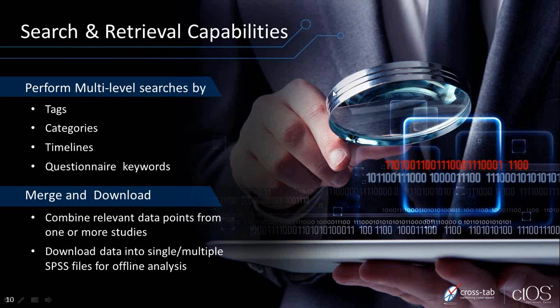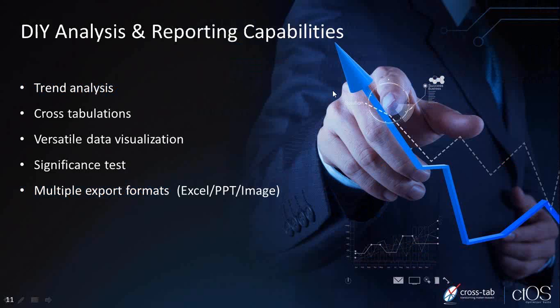The next and probably the most important section is the do-it-yourself analysis and reporting capabilities. Now that you have organized the data and you know how to search it, you can find your data. You have already seen that you can package the search results into an SPSS file and take it for offline processing. But you don't really need to do that unless you're doing some very advanced statistical analysis on your data, because Analyzer provides you all those capabilities.